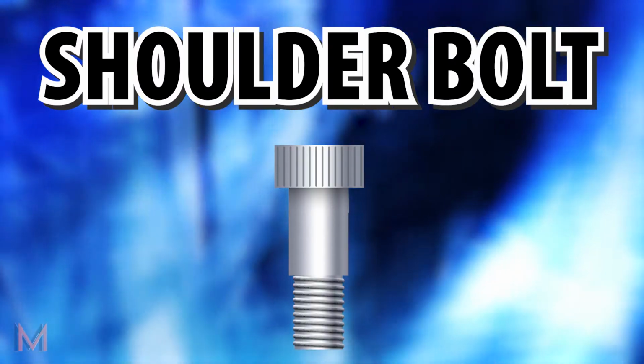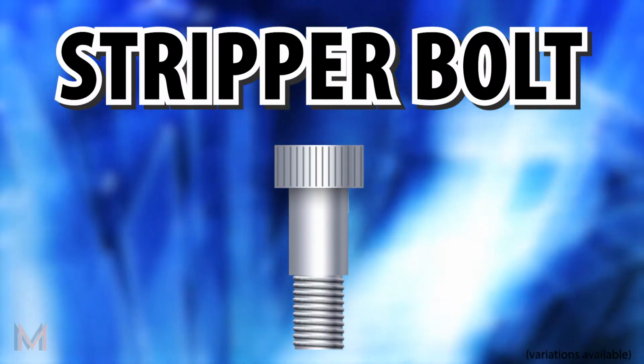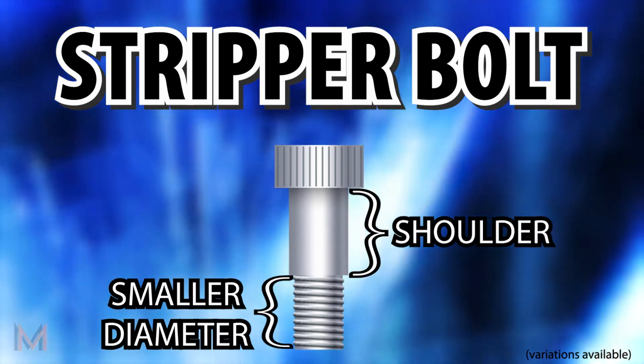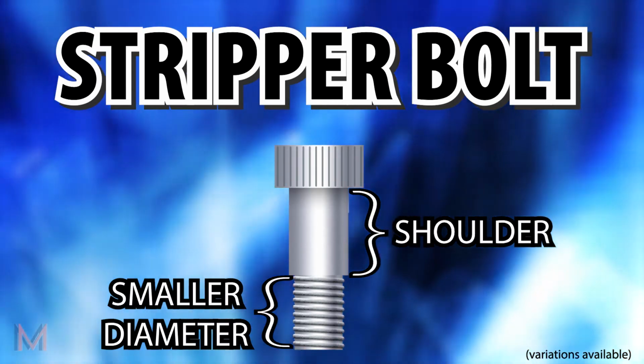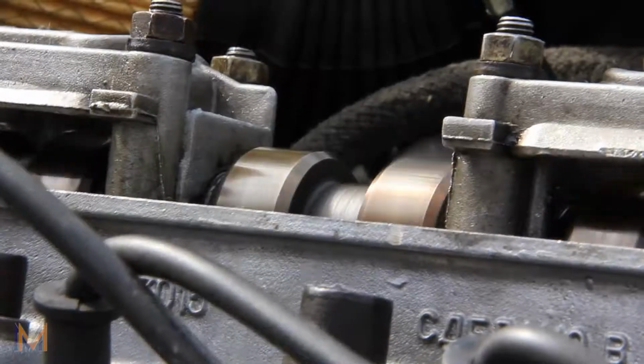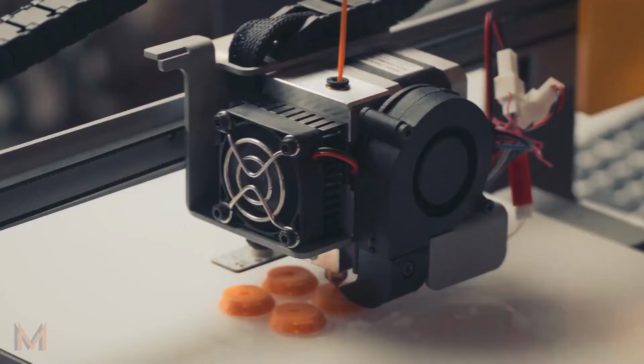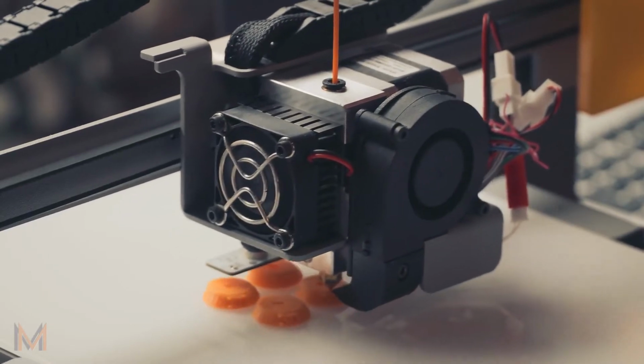Shoulder bolts, also referred to as stripper bolts, feature a threaded section smaller in diameter than the shoulder, which are both specified when looking for shoulder bolts. The shoulder often functions as a shaft or axle with a rotating or sliding part, and are used in many different applications.